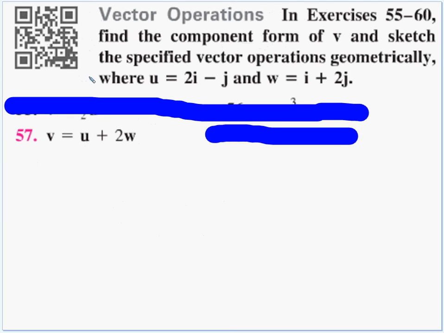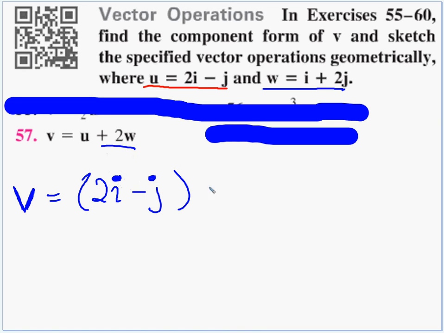Number 57. Find the component form of vector v. Sketch the specified operations geometrically. So here is vector u. Let me underline that in red. Vector w is here in blue. The vector that we want, vector v, is equal to u. So that'll be a 2i minus j plus 2w, and then the w vector is going to go in here, i plus 2j.